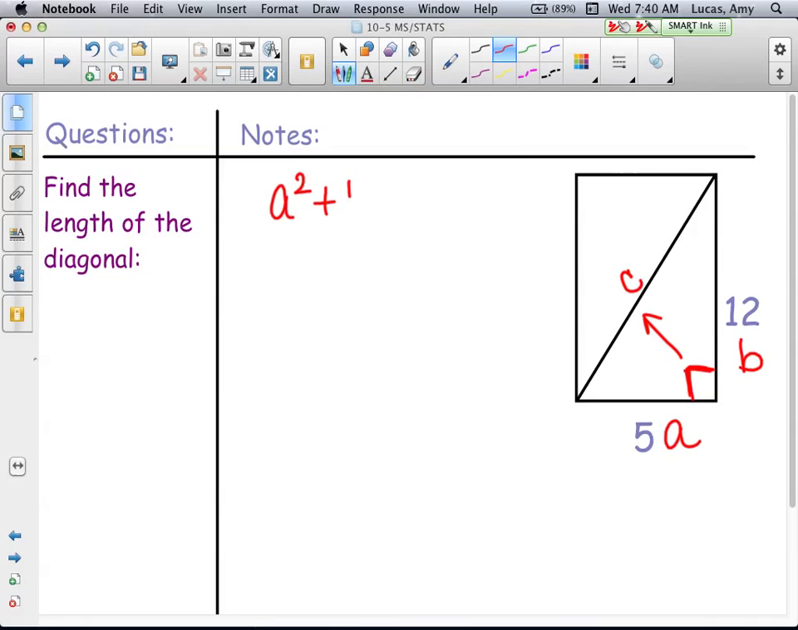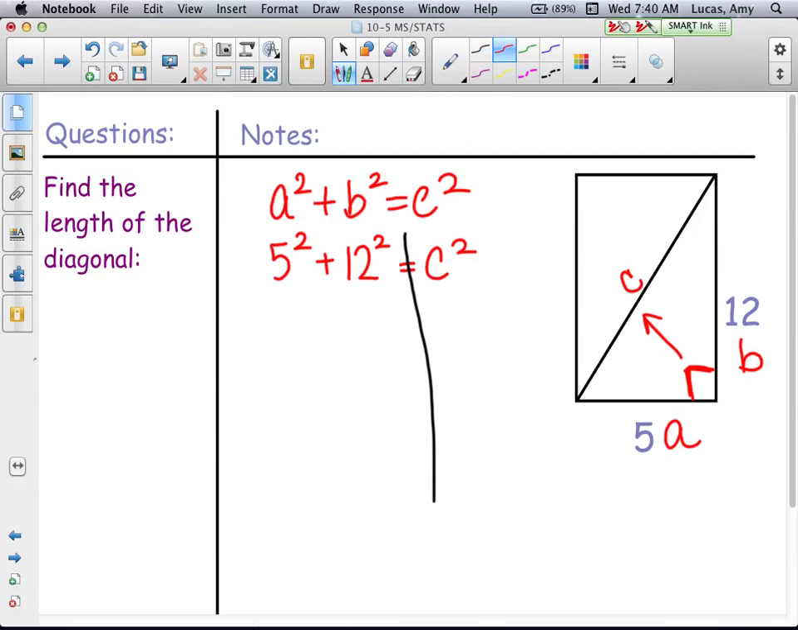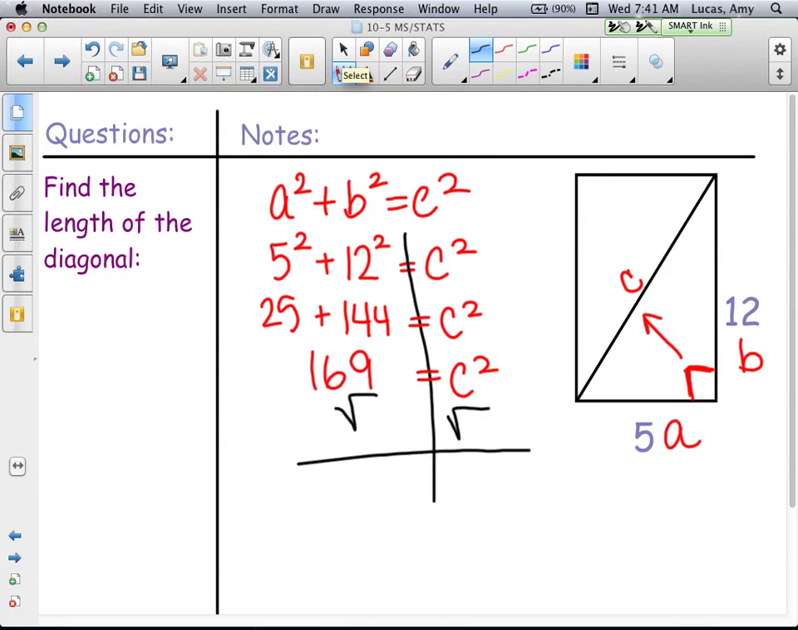So A squared plus B squared equals C squared, and A is 5, B is 12. We don't know the hypotenuse again. So 5 squared is 25, 12 squared is 144, and they're on the same side, so I can add them together. I'll get 169 equals C squared, and then take the square root of that. 13 equals C. So my hypotenuse is 13. It is longer than both of the legs, so that is what I expected.